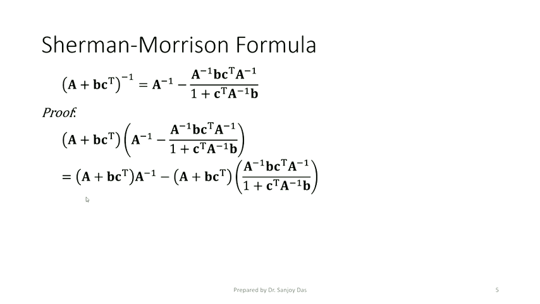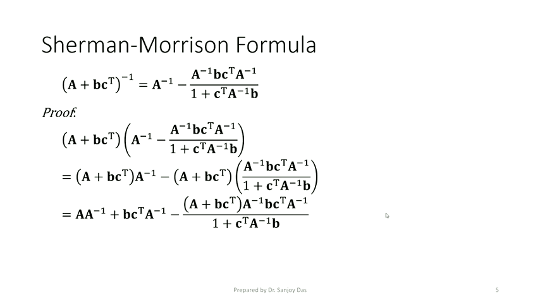And then I'll again open it up, this and this. And so this is what I get. This I open up, I get AA inverse plus BC transpose A inverse minus this whole thing. What's AA inverse? It's the identity matrix, correct? So everything else I expect to cancel out to 0, right? Because on this side, since I pre-multiplied both sides with A plus BC transpose, I'm expecting an identity matrix. And this gives me the identity matrix, so everything else has to be equal to 0, correct?